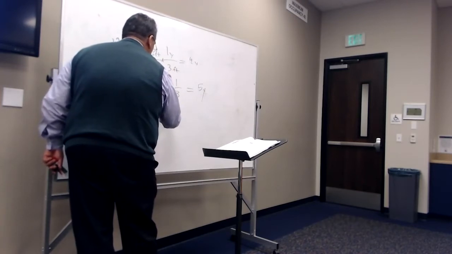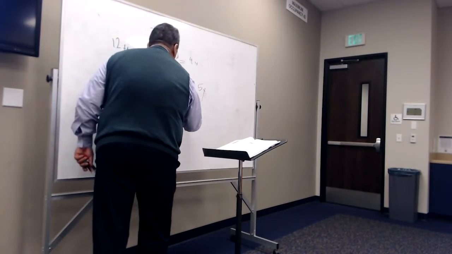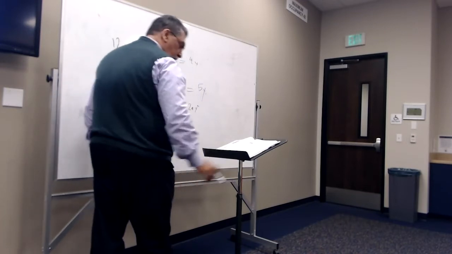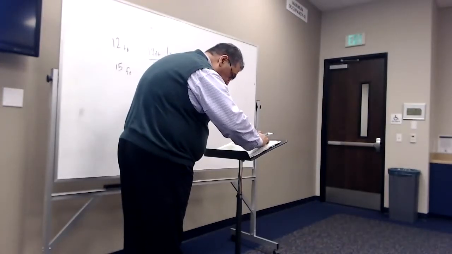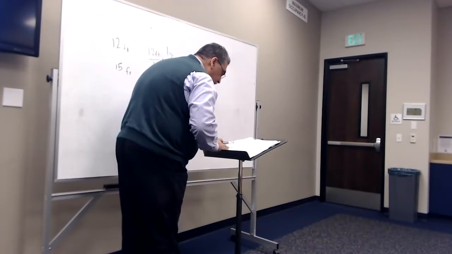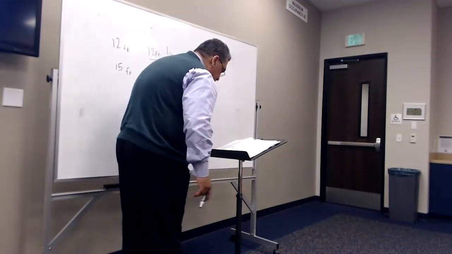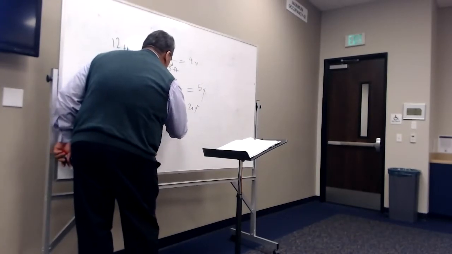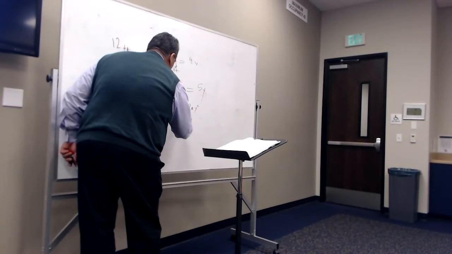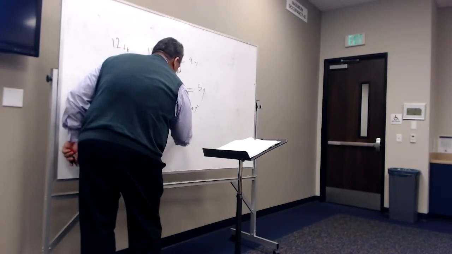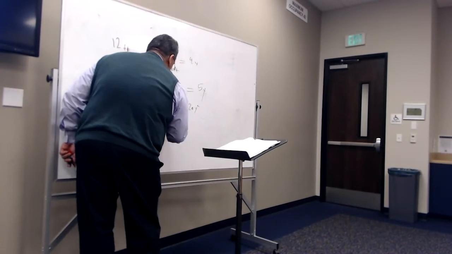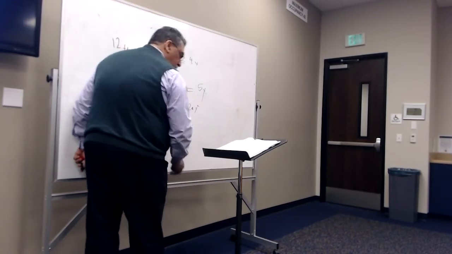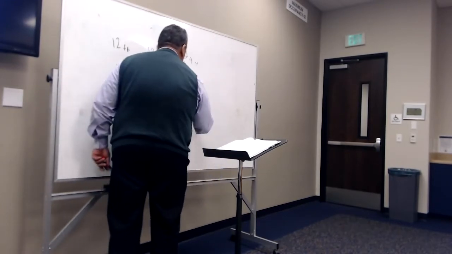4 times 5, yeah, 4 times 5, that's 20 square yards. All right. And it costs 18.50 dollars for 1 square yard, so for 20 square yards, if you multiply these, the answer would be 370.